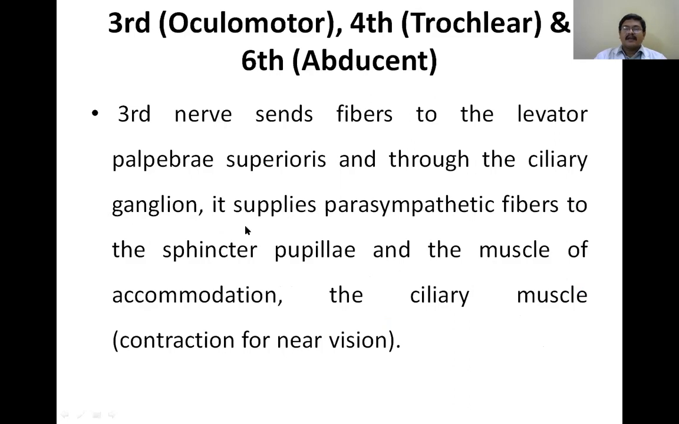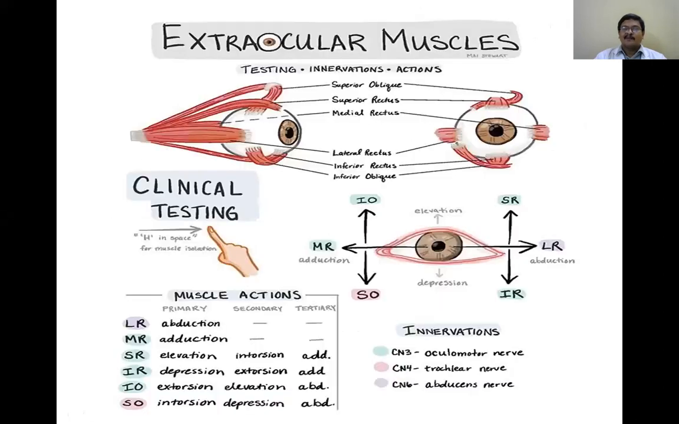Through the ciliary ganglia, it supplies the parasympathetic fibers to the sphincter pupillae. It is responsible for the constriction of the pupil, and it also plays an important role. Already, when we discussed the light reflex and the accommodation reflex, the third cranial nerve plays a very important role in both the accommodation reflex and the light reflex.